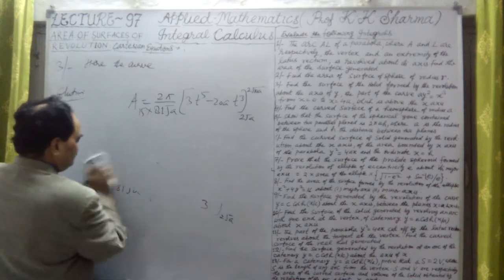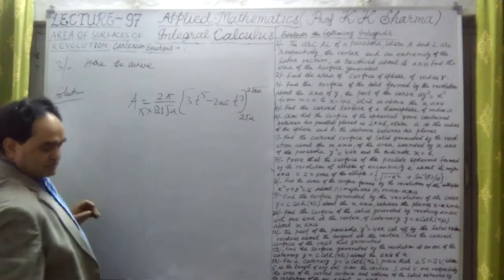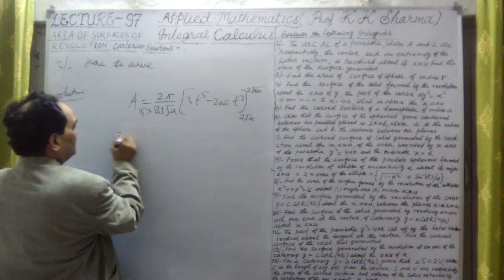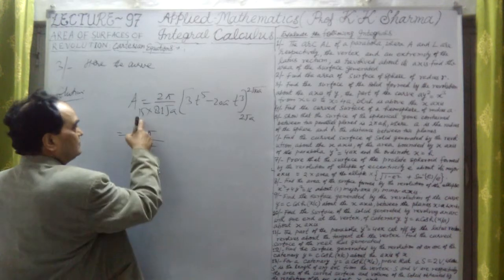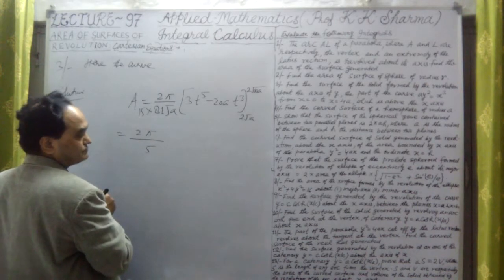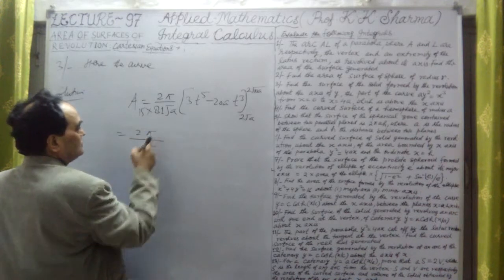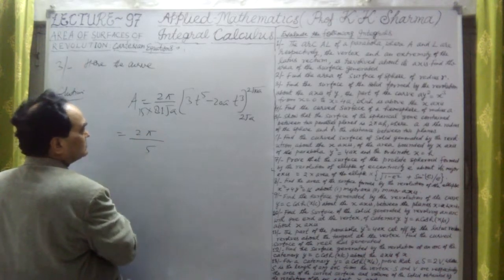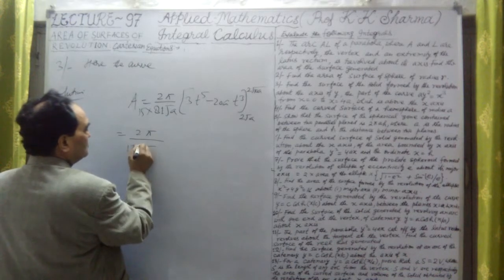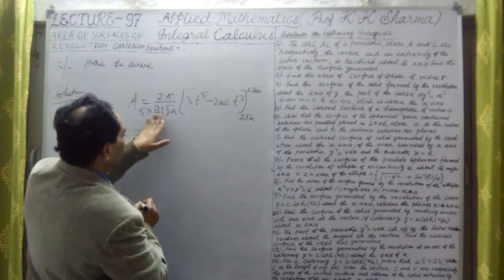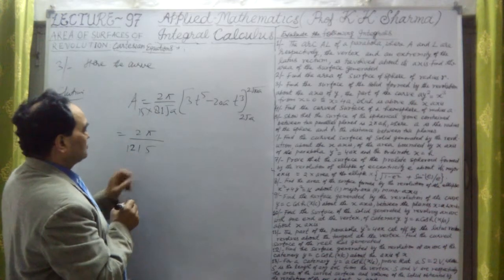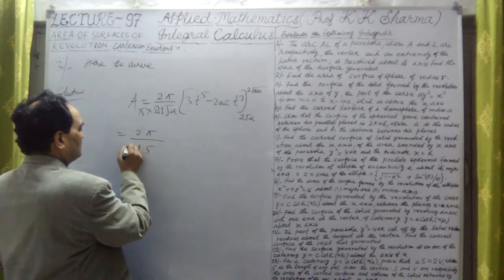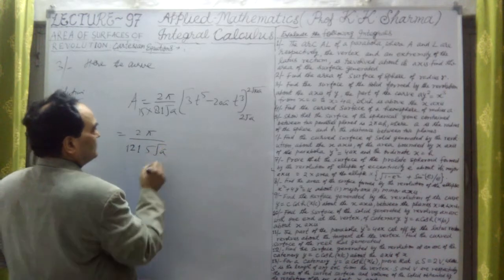Now let me solve it. So I have taken 15 as the LCM here. This is twice pi upon 15, 15 times 5, 15 times 8 is 120, plus 1 carry, so it's 1215. Because 15 times 5 is 75, 1 carry, 15 times 8 is 120, plus 1 is 121. So it's 1215 under root a in this case.